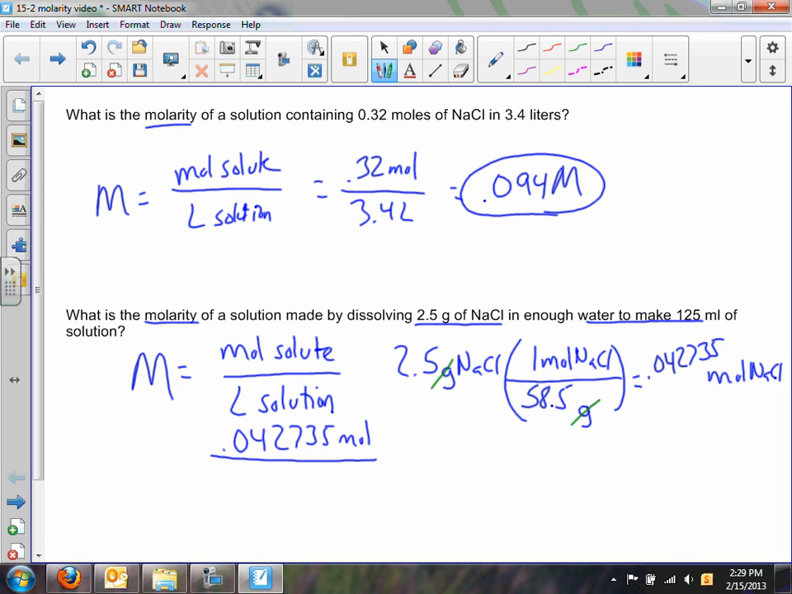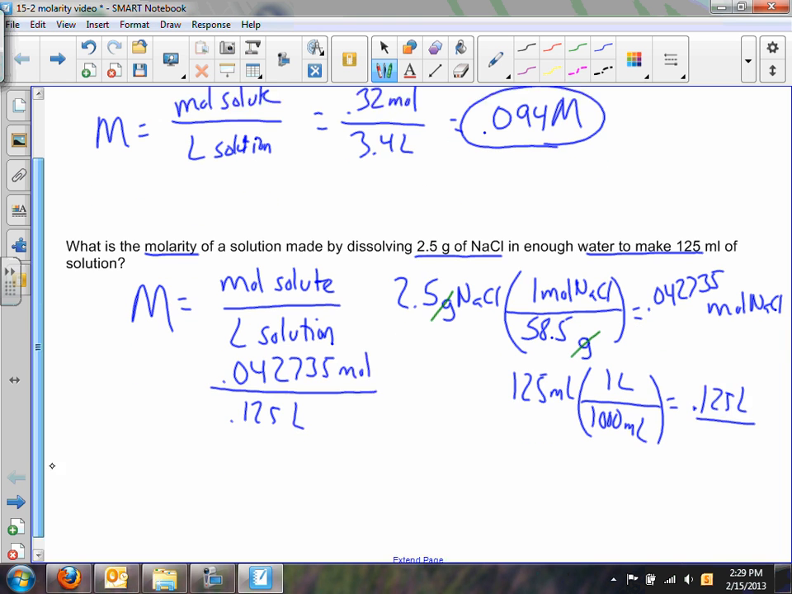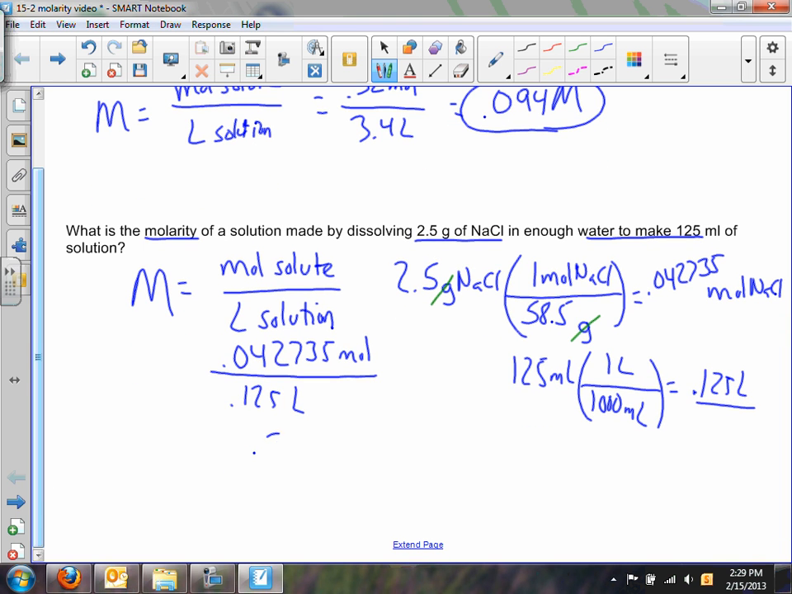Divide that by liters of solution. Well, 125 milliliters, we know there's 1,000 milliliters in 1 liter. So if you just move it over 3 places, when you divide by 1,000, you get 0.125 liters. Take your moles, divide it by 0.125, and that gives us an answer with two significant digits of 0.34 molar.